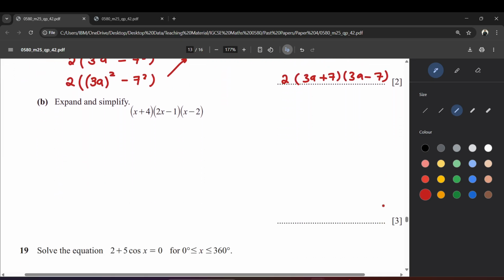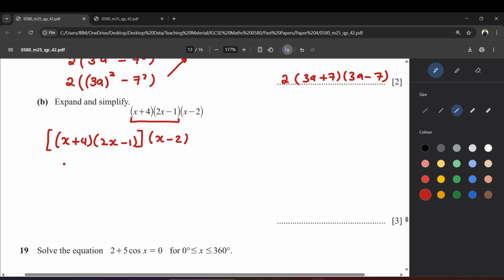Okay, part B, expand and simplify. First, from these three brackets, we will only multiply two brackets first. We'll expand them, simplify, and later on multiply the third bracket. So let's say I draw a square bracket, and I'm going to write x plus 4 times 2x minus 1, another square bracket, and then we have x minus 2.